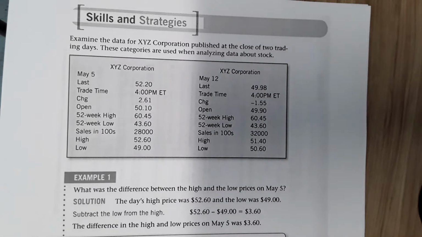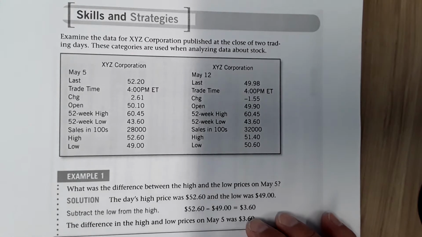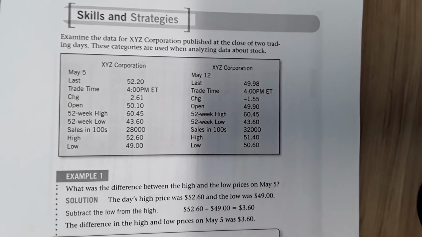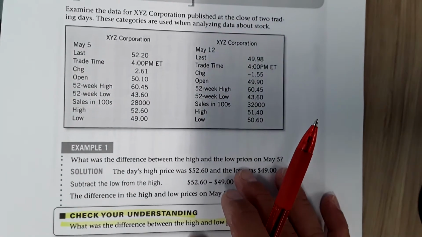Okay, I hope everybody read pages 9 and 10 that goes with this lesson because we're going to be using vocabulary from those pages. So what this table shows us is data for XYZ Corporation published at the close of 2 different trading days. There is a corporation, XYZ Corp, that has stock, and their stock trades on the open market, the New York Stock Exchange, and this is the information from 2 different close of business dates, May 5th and May 12th, so 2 different days. So it's just giving you the data for 2 different days.